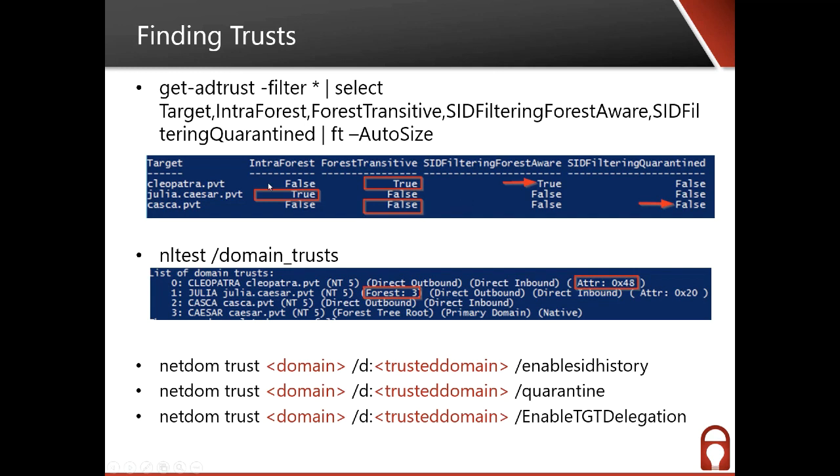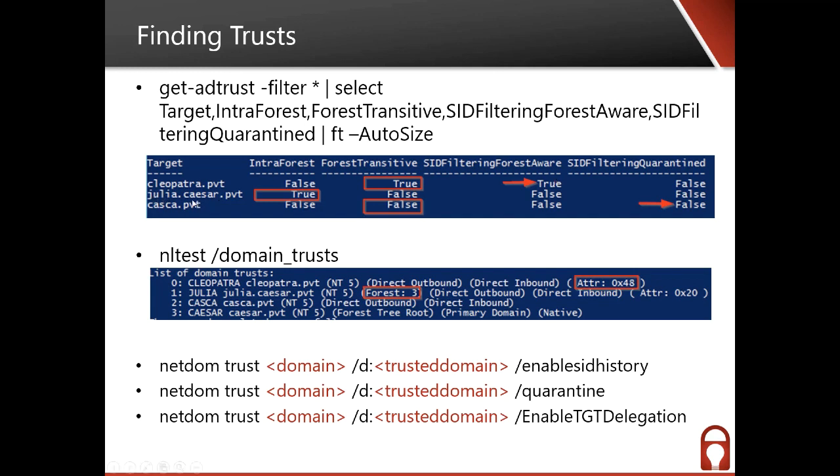So in the list here, we have 3 different trusts, and this is from our main domain that we want to gain access to, Caesar.pvt. So the first one is Caesar Trust Cleopatra, right? And it is not within the forest. It's not an IntraForest Trust, okay? And it is forest transitive, which means that it is a forest-to-forest trust. And in this case, we want to look for this flag here that says SID filtering is forest aware, and that quarantining is false. This means that you can pass additional SIDs through SID history and have them be recognized by systems in the other domain.